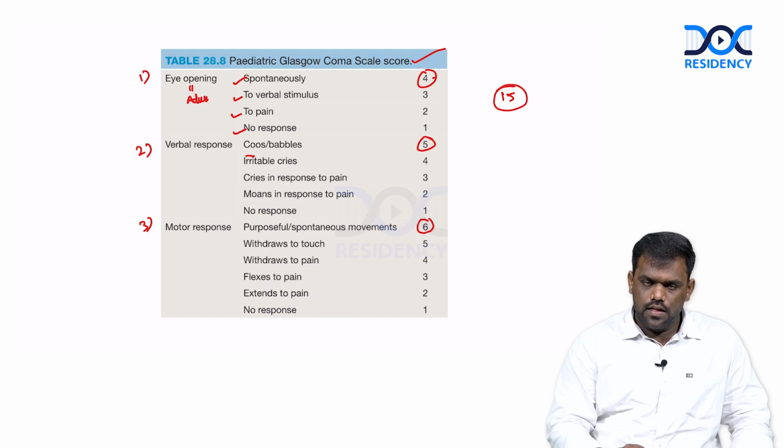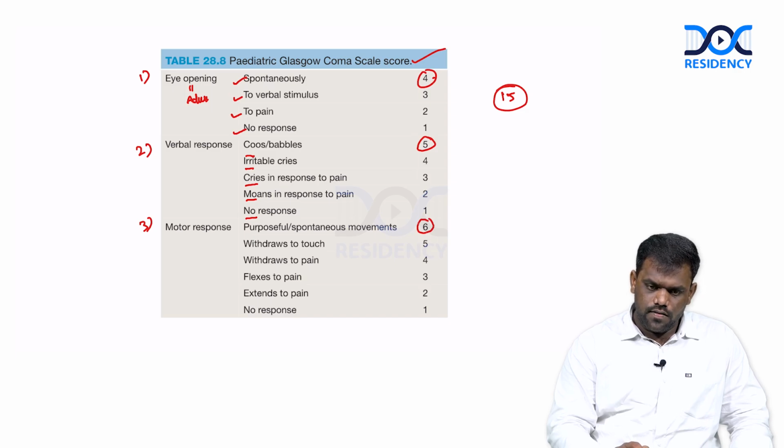Suppose the child has irritable cries, that means the score is 4. Suppose the baby cries only in response to pain, the score is 3, and if it only moans in response to pain, the score is 2. Whenever there is no response, the score is 1.